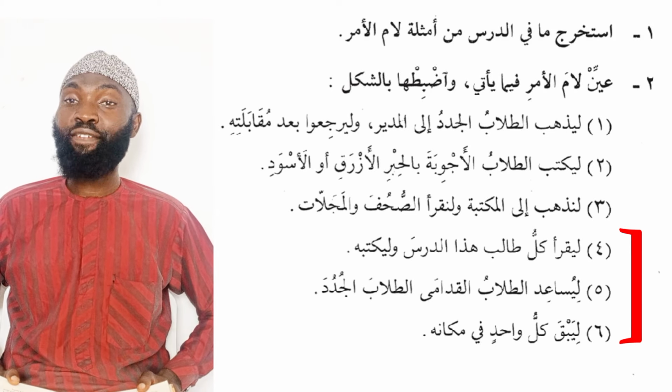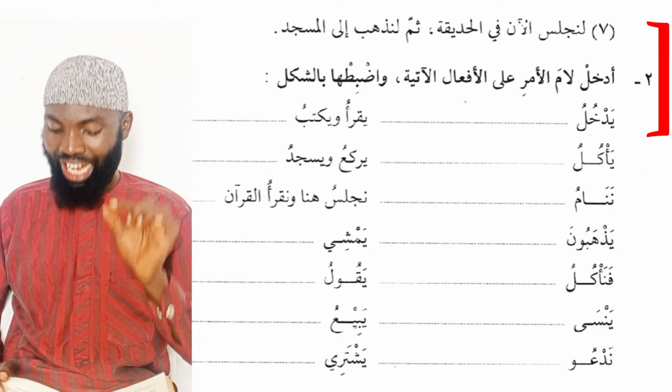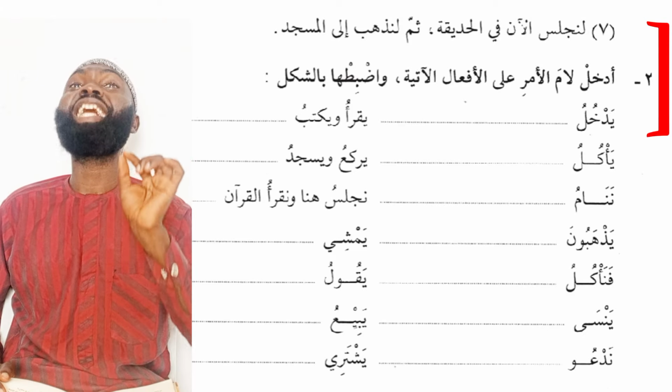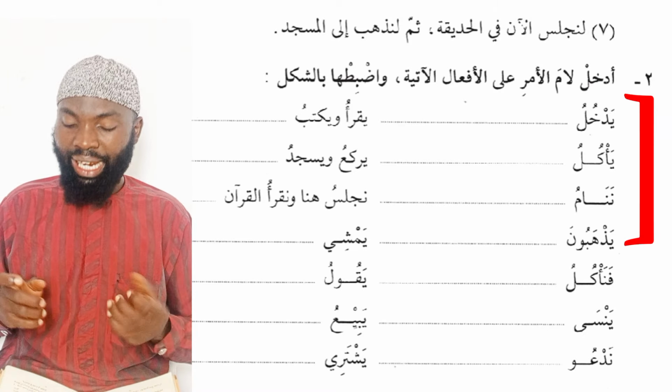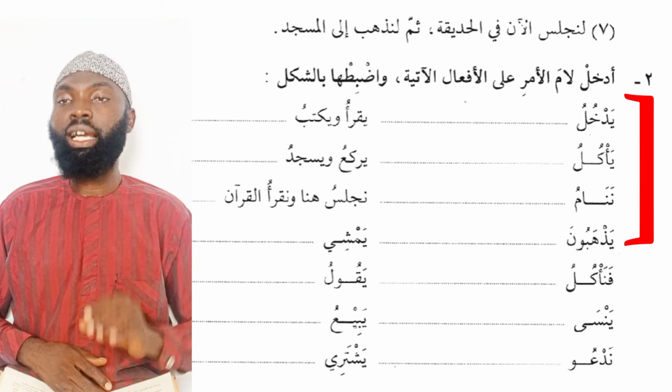Number seven, we have linajlis al-ana fil hadiqa. Let's sit now in the garden. Thumma nadhhab ila al-masjid. Then let's move to the mosque. So we have linajlis and also thumma nadhhab. MashaAllah. Exercise number three, we have adkhil lam al-amri ala al-af'al al-atiya wadbitha bishakl.